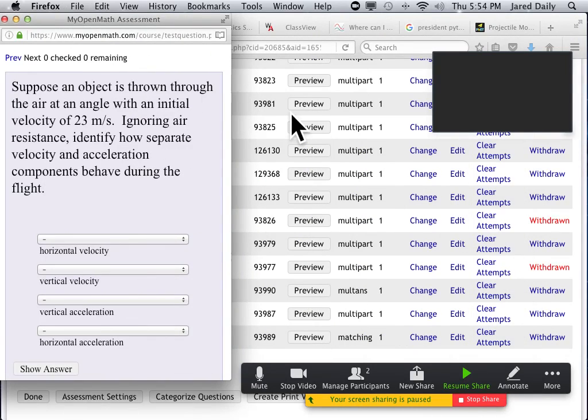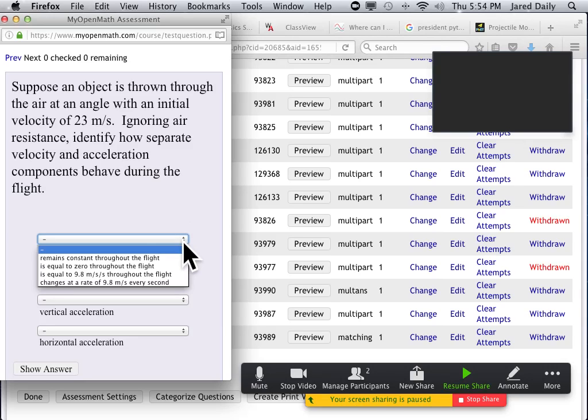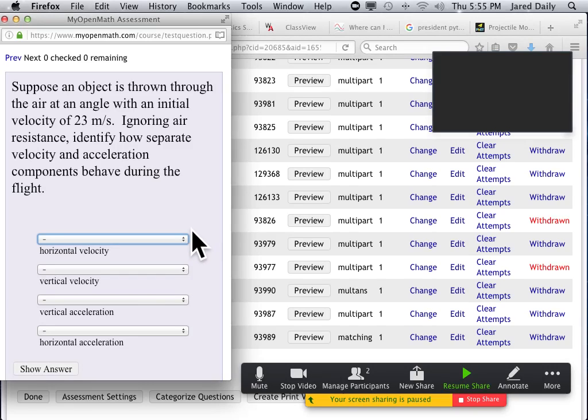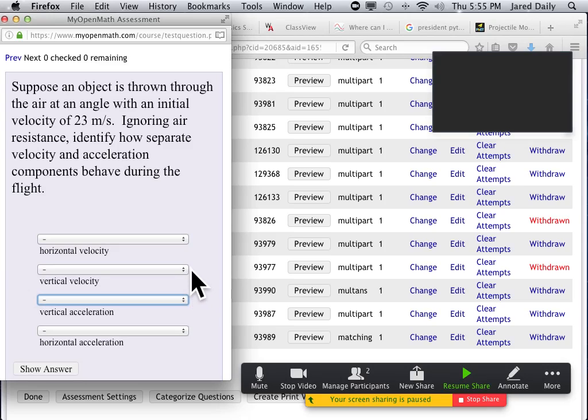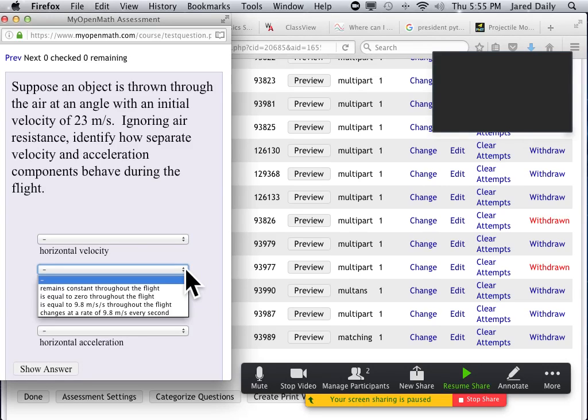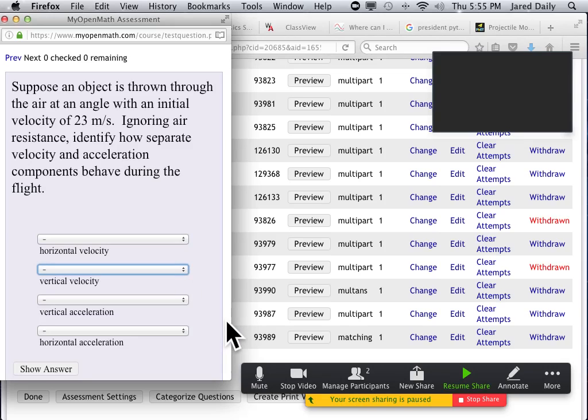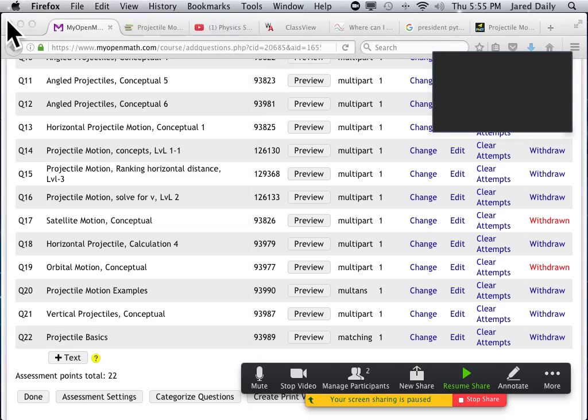It's thrown through the air at an angle, initial velocity 23 meters per second. How does acceleration behave during flight? So horizontal acceleration after it's thrown is 0. And then your vertical acceleration is the 9.8 meters per second squared. Horizontal velocity always remains constant unless we start factoring in air resistance. And then the vertical velocity changes at the rate of gravity. Awesome. I wasn't so sure about the horizontal acceleration. I wanted to make sure I had that. It's 0. Yep. Okay.